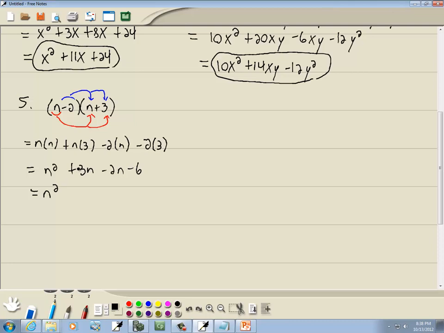No matter where you are in math, combine together like terms. 3n minus 2n gives us 1n, or just n, minus 6. And that's our answer. Now they say to use the FOIL method on this. I'll mention it. I really like the line method best of all. I don't really show the FOIL method very much, if at all.